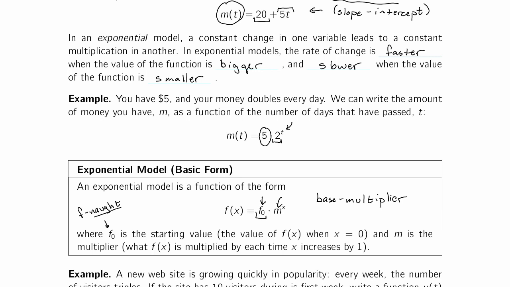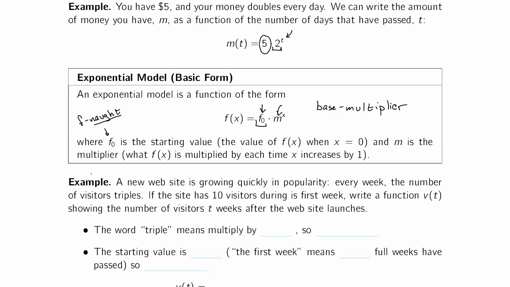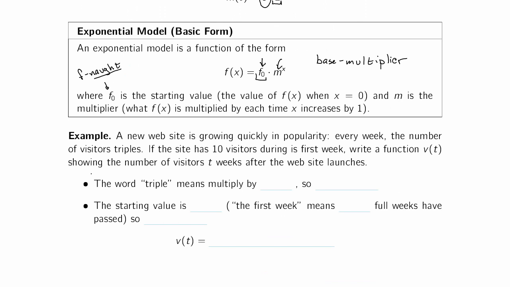So here's an example of a basic exponential model and how we read the function out of a story. Here we're told that a new website is growing quickly in popularity. Every week, the number of visitors triples. The site has 10 visitors in the first week. We want to write a function showing the number of visitors t weeks after the site launches. So the word triple means to multiply by 3. Every week we're going to multiply by 3. We're going to say our m is 3.